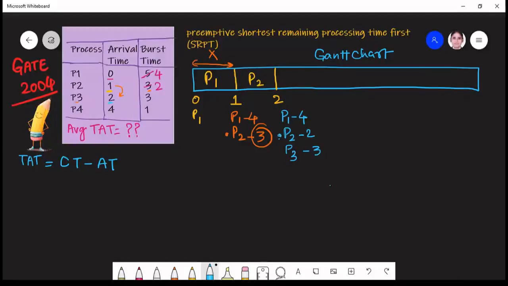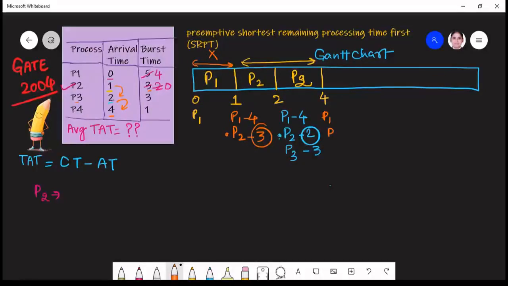Out of which we can clearly see that the remaining time of P2 is lesser as compared to all of them. So it is not going to come out of the CPU, but it is going to continue in the CPU for the next 2 milliseconds, because the next process P4 is going to arrive at the 4th millisecond. So 2 plus 2 is how much? That is 4. By this time, you can clearly see that the 3 units of time of P2 are done, so this process is going to be completed. Now P2 has completed its execution.